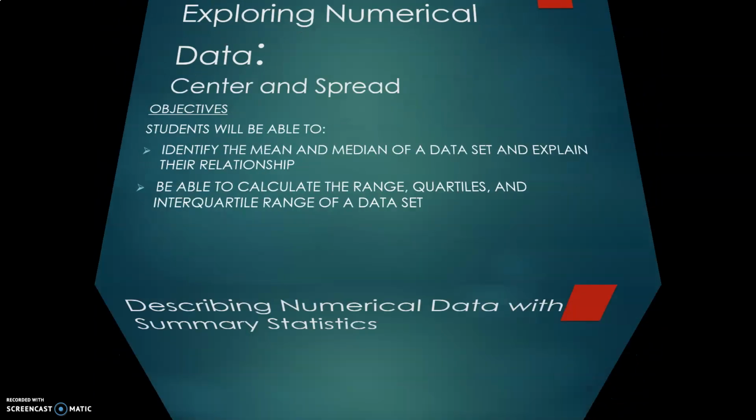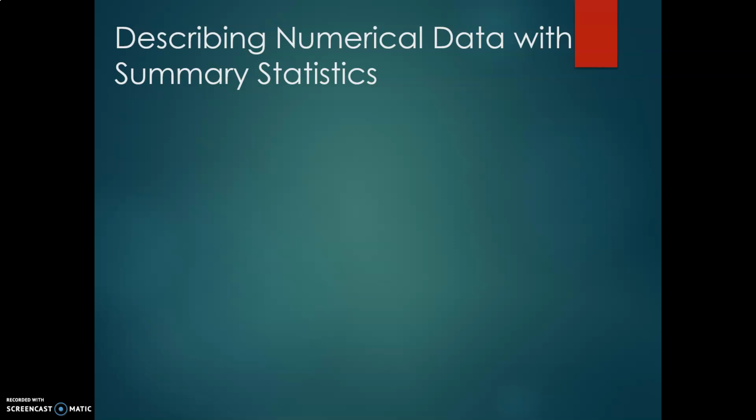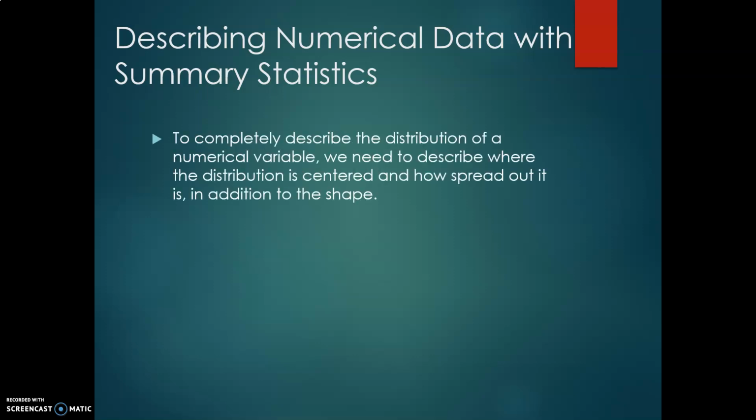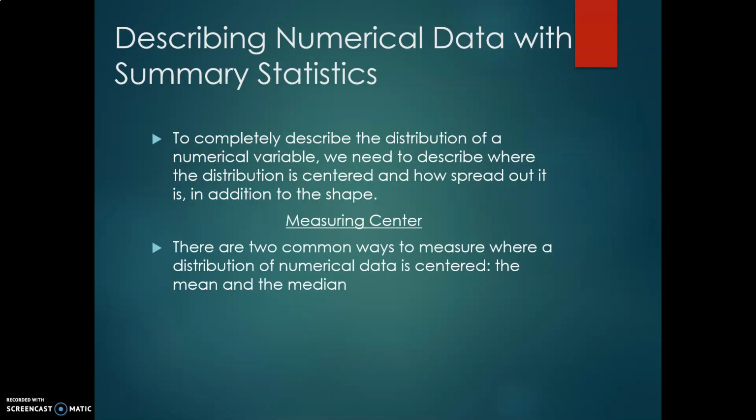that same data set. So when we're describing numerical data with summary statistics, we want to describe more than just the overall shape. One of the ways that we can do that is looking at the center. Okay, so how far spread out is it from the center? When we're measuring the center, we're going to use two different ways. We're going to look at both the mean and the median of the data.